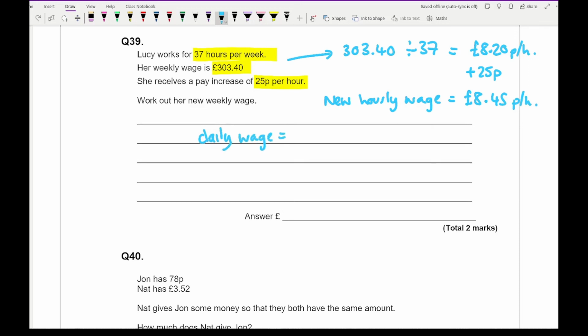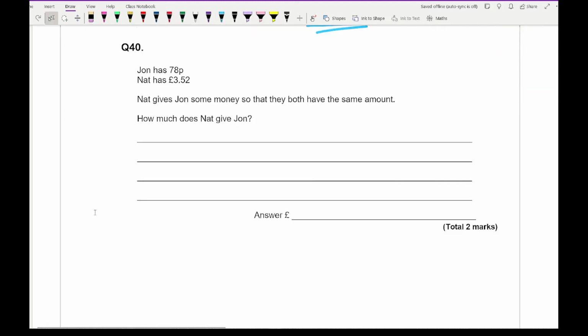She then works, so a weekly wage, I should say, is going to be the number of hours, which is 37, times her wage, which is 8.45. And if I type that all into my calculator, I get an answer of £312.65.